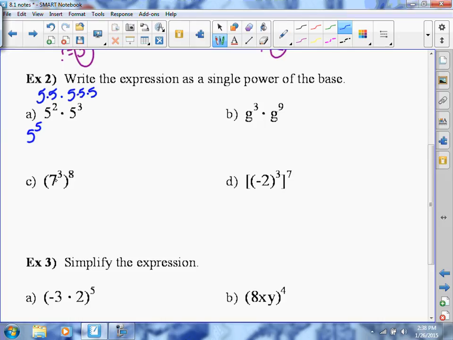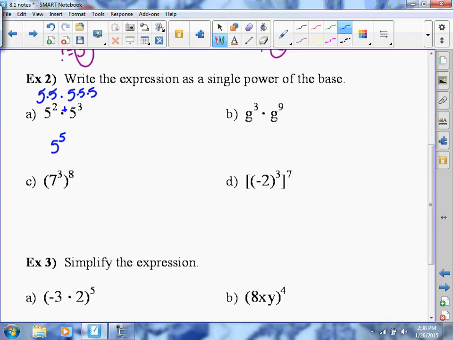And then 5 to the fifth, we would want to evaluate that. It's going to be a pretty big number, okay? But you could evaluate that and then write the answer. Technically, it says, though, just to write the expression as a single power. So leaving it 5 to the fifth, that would be fine. That would be all that you'd have to do there. And again, the shortcut for that is just to add your exponents.